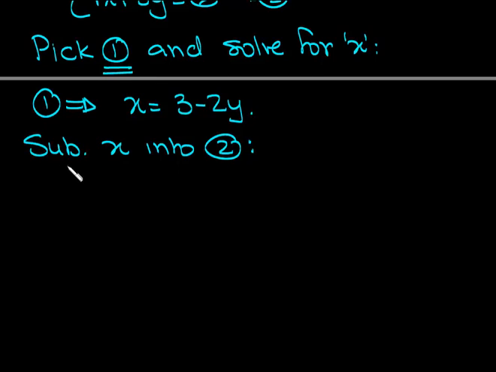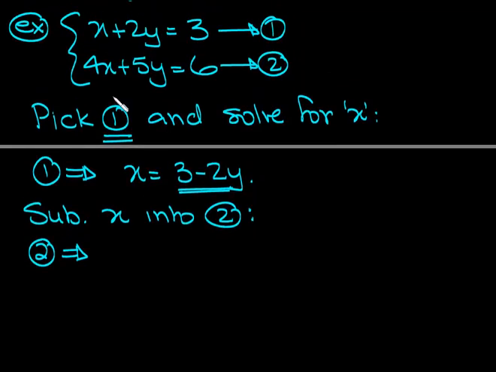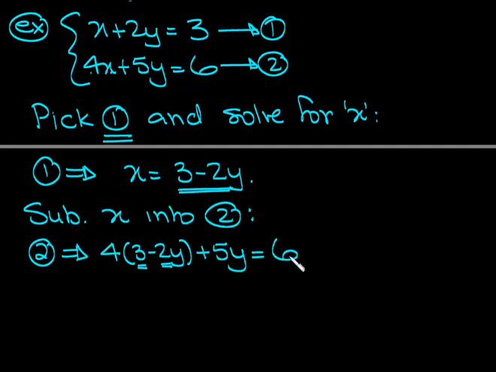So then let's go ahead and do that. So equation 2 becomes what? Now wherever I see an x in equation 2, I'm going to replace it with this, because I'm going to substitute that with 3 minus 2y. So equation 2 has 4x, so it's going to be 4 times (3 minus 2y), and again the parentheses are important since I have two terms, so make sure you guys do that, plus 5y is equal to 6.